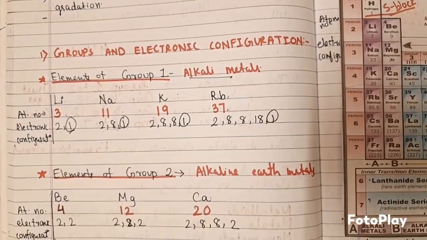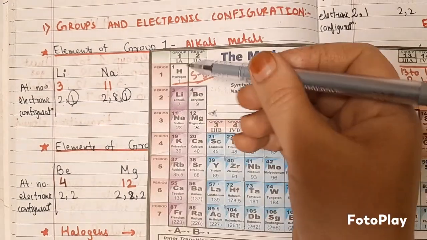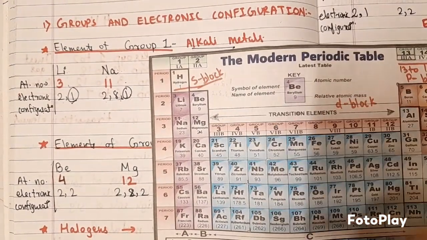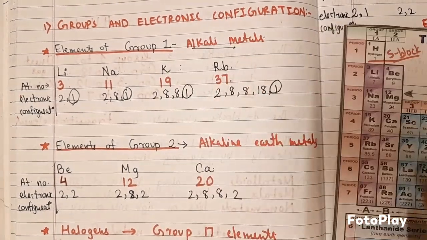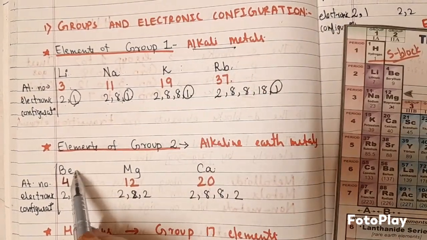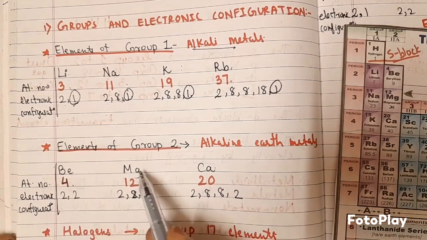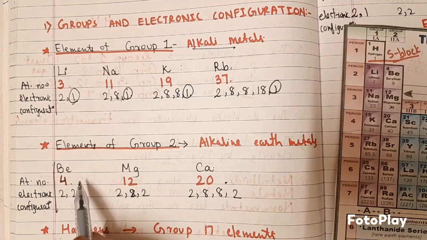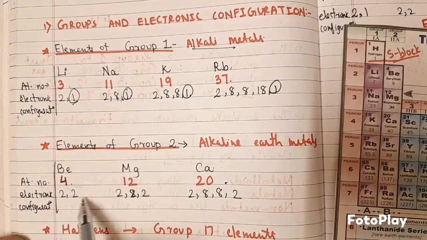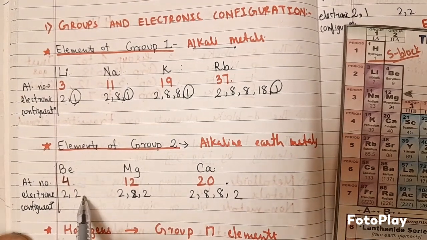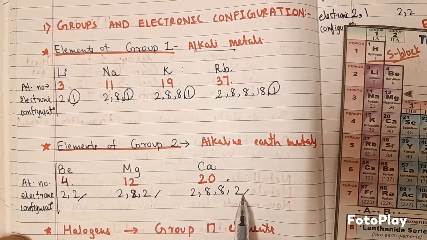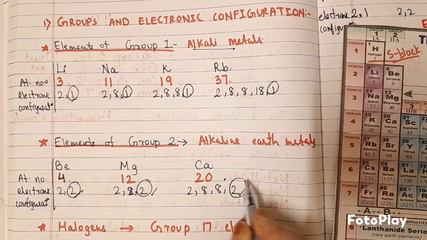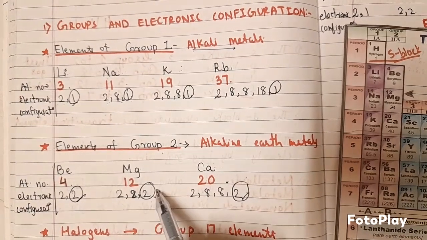Now let's discuss group 2. In group 2 we have the alkaline earth metals, like beryllium, magnesium, calcium, strontium, and barium. Beryllium's atomic number is 4, magnesium 12, and calcium 20. Here I have taken only 3 elements. Now observe the electronic configuration. The electronic configuration of beryllium is 2, 2, again with 2 shells, 3 shells, and 4 shells. Now observe the valence electrons in each element. The valence electrons of group 2 are 2.